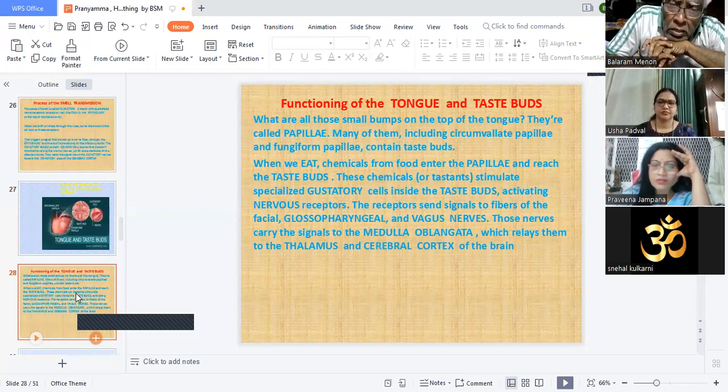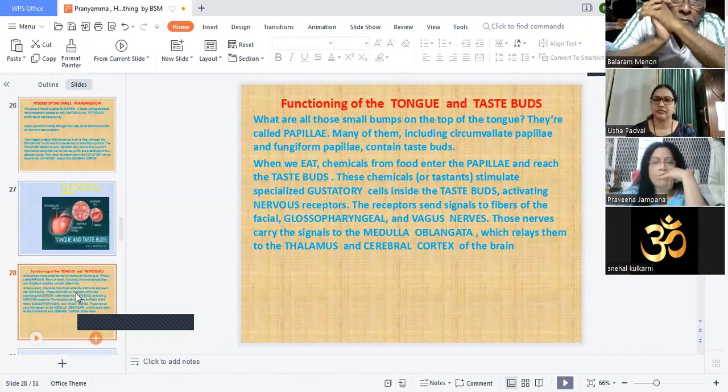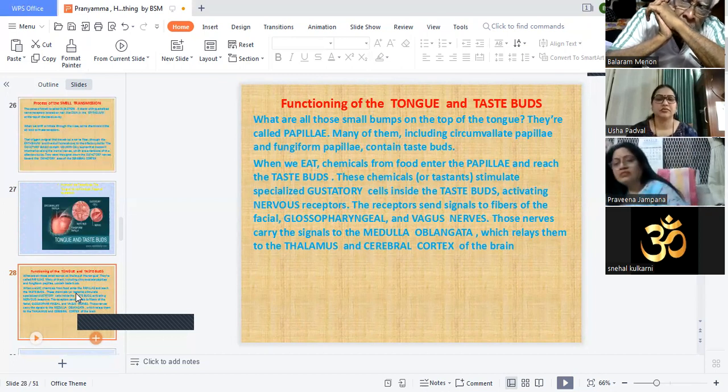Those nerves carry the signal to the medulla oblongata, which is situated at the back of the brain, at the back of the spine, above the cervical part. Medulla oblongata is situated above the cervical part. So this is the medulla oblongata. These nerves carry the signal to the medulla oblongata, which relays them to the thalamus and cerebral cortex of the brain, which interprets it as per the taste.